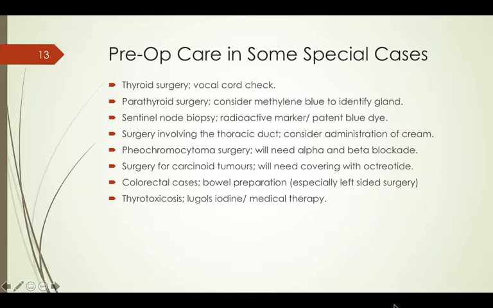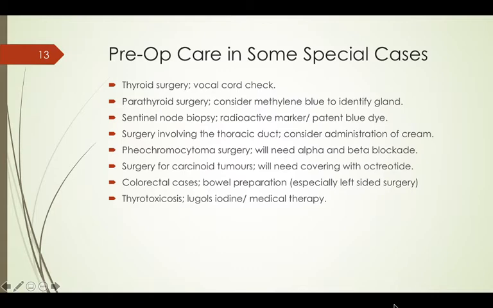Thyroid surgery: if you just think about the anatomy, the vocal cords are in very, very close proximity, as are nerves such as the recurrent laryngeal nerve. Parathyroid surgery: you use methylene blue dye to identify the particular gland that is abnormal, producing more of the hormone. Sentinel node biopsy, often used in breast patients. Surgery involving the thoracic duct, basically administering cream.